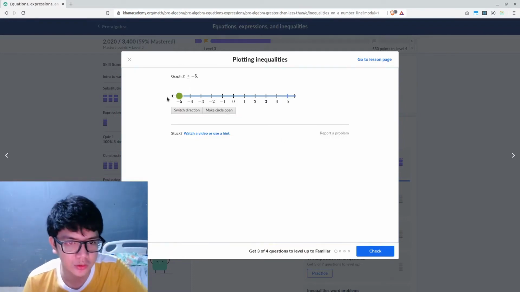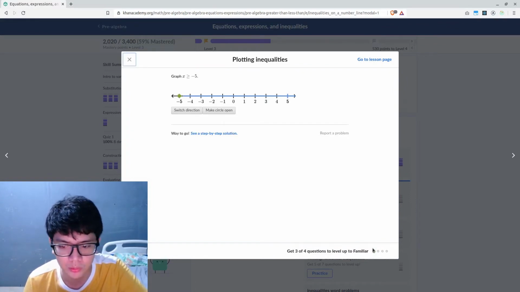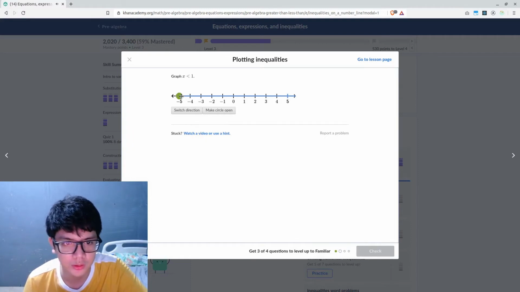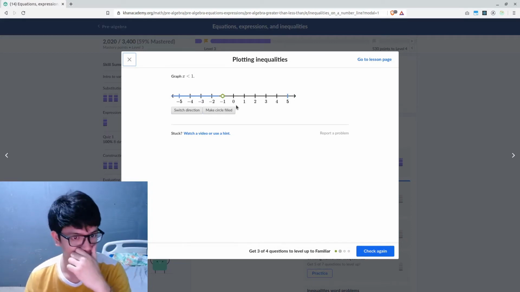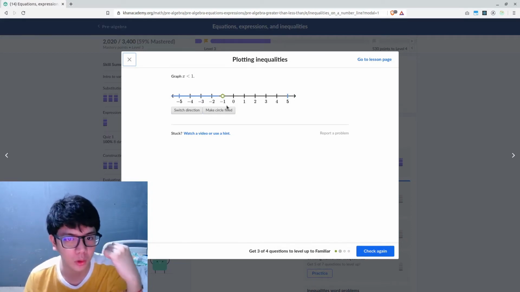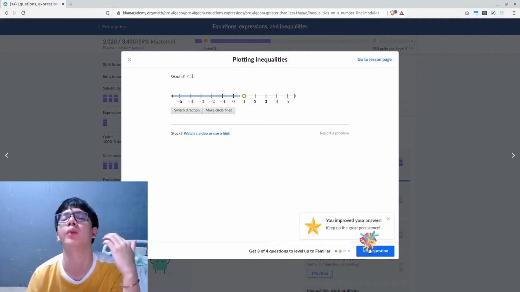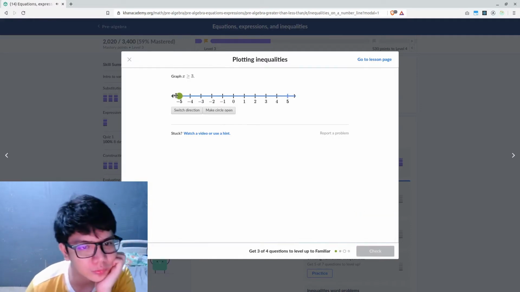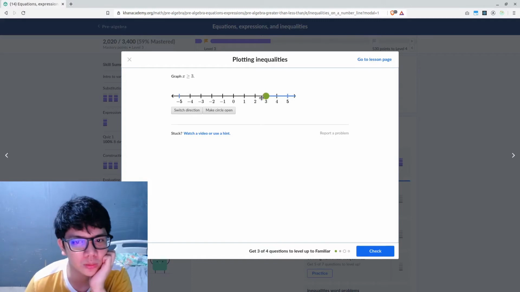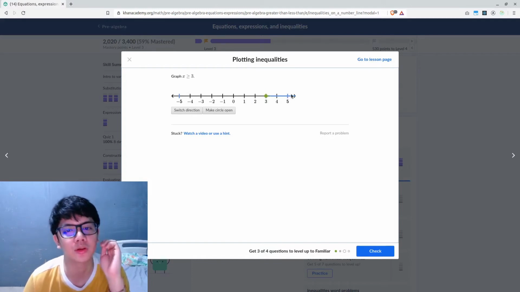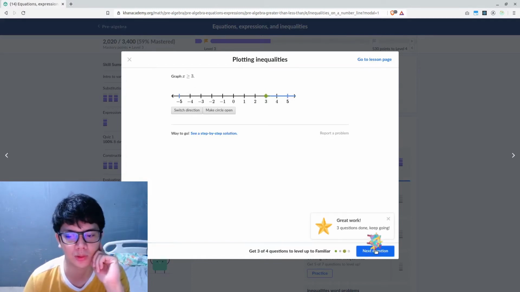Graph x is greater than or equal to negative 5. Alright, it's actually really correct. Okay. Less than 1. No way, I made a mistake. Oh, this is negative 1. Put it to 3, and then it should be greater than or equal to 3. Okay, that makes sense.